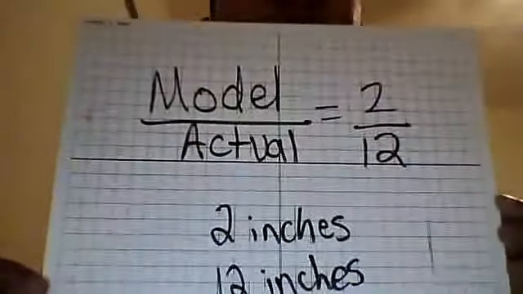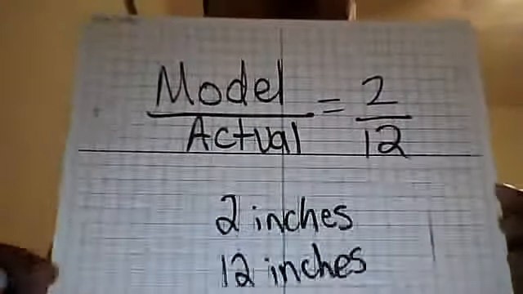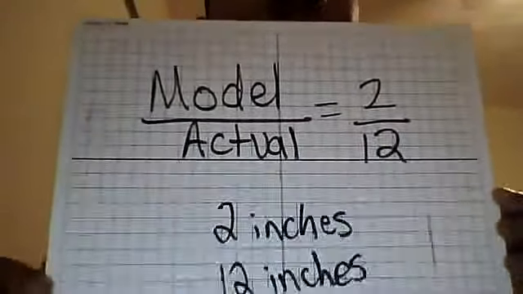Now, parents, I can't stress this enough. Your child must learn to reduce fractions. We've worked on it a lot, and it's a skill that should have carried over from 6th grade. They must know how to reduce this. 2 over 12. 2 goes into 2 1 time. 2 goes into 12 6 times. So, our scale factor is 1 over 6.